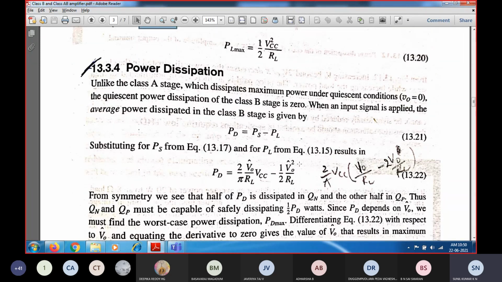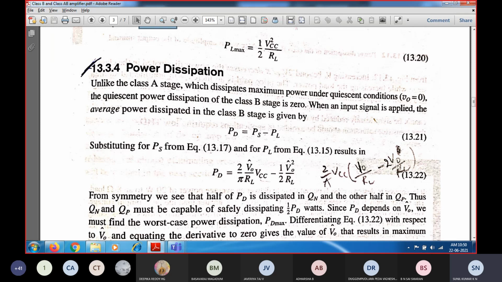Now power dissipation is considered. How much was the power dissipation in the previous class A amplifier? When there was no input signal, that is Vi equal to 0, you are getting VCE multiplied with IC. That means the maximum power dissipation was VCC into I. That was the maximum power dissipation you are getting.